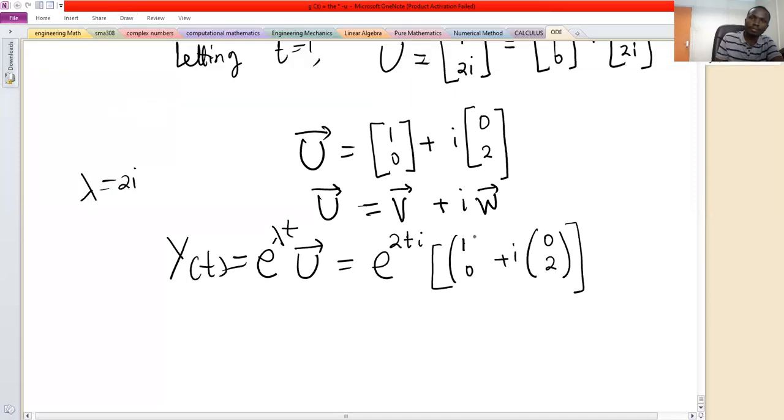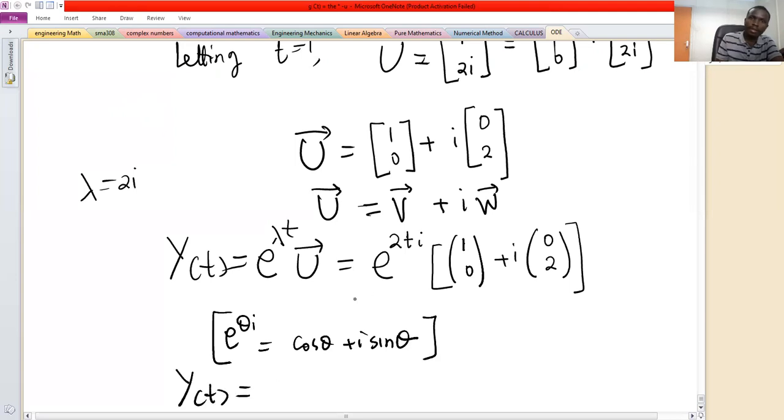So 1, 0. So using Euler's identity, e raised to the power i theta is cosine of theta plus i sine of theta. Then we have y of t is cosine of 2t.